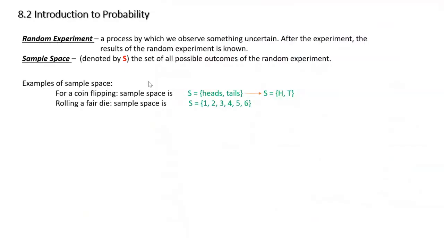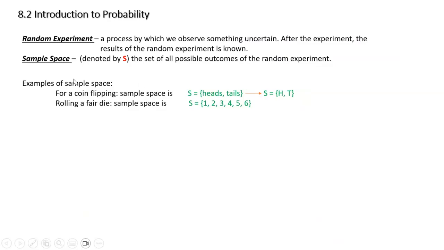Okay, this is a section from 8.2. Random experiment, which is a process by which we observe something uncertain. After the experiment, the results of the random experiment are known. And the sample space, denoted by S, is the set of all possible outcomes of a random experiment.